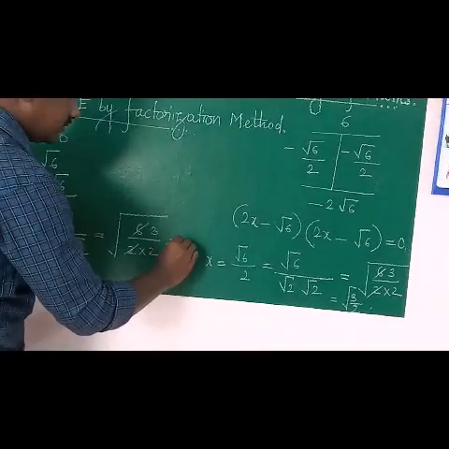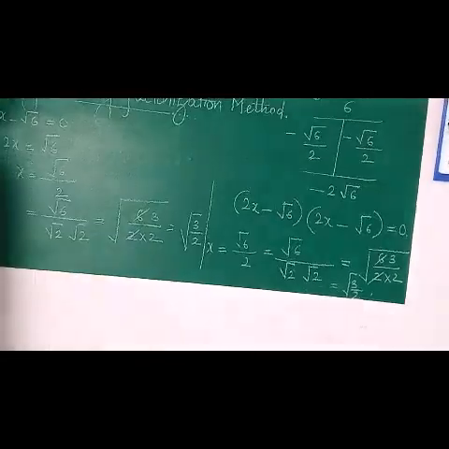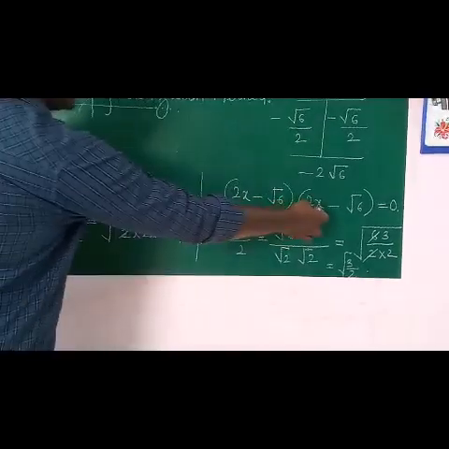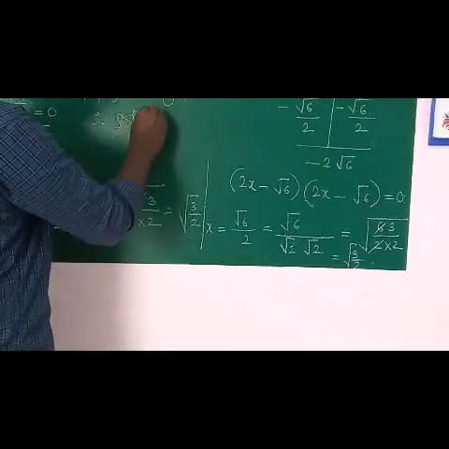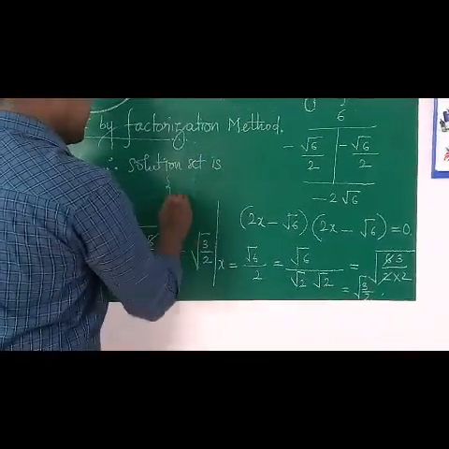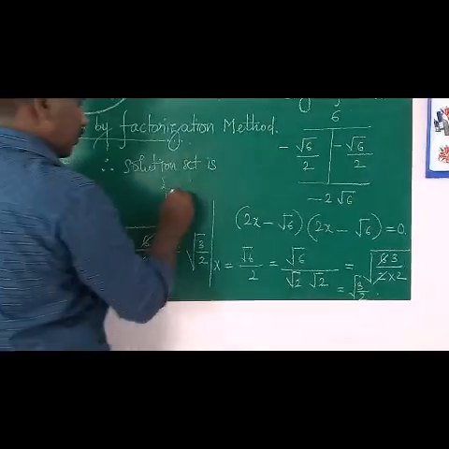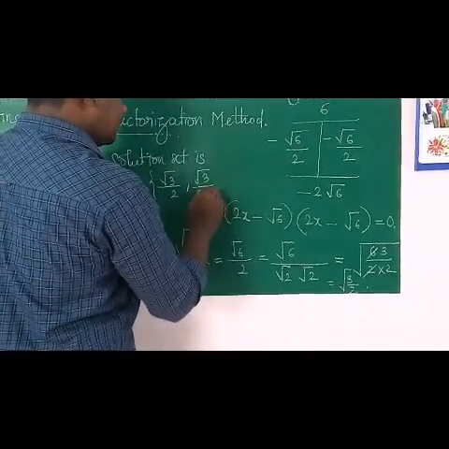So what do we have? Square root of 3 by 2. This is one of the roots. Another root, the same, root 3 by 2. Therefore, the solution set. The solution set is, there are two solutions: root 3 by 2 and root 3 by 2.